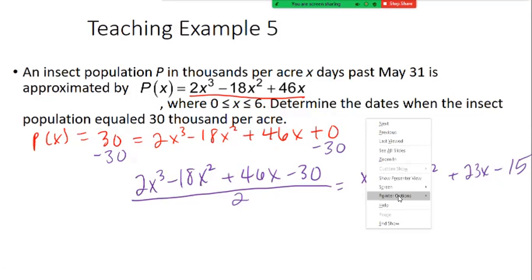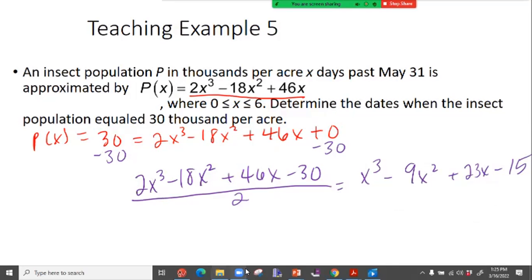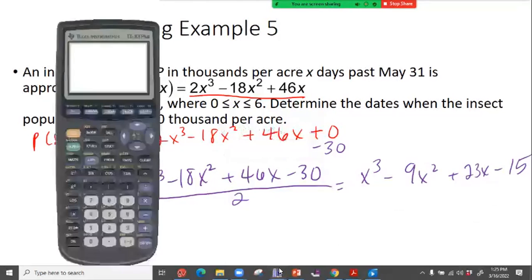We're gonna look for our x's, our zeros, right? So I'm gonna open this guy. And I'm gonna put in x cubed, x to the third, minus 9x squared plus 23x minus 15. And what am I specifically looking for on this graph? Zeros, right? Looking for my zeros. So I hit graph. Oh, look at that. Okay.